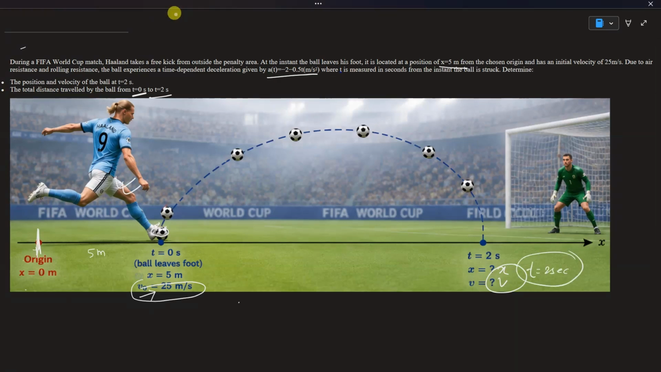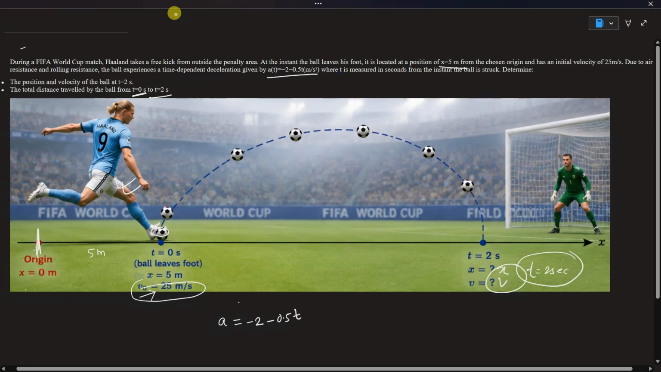So I will just put the given here. Acceleration is given as a = -2 - 0.5t, in meters per second squared. This is the acceleration at which the ball is traveling, and due to air resistance the equation is like this. We are asked to determine position and velocity at t equals 2 seconds.